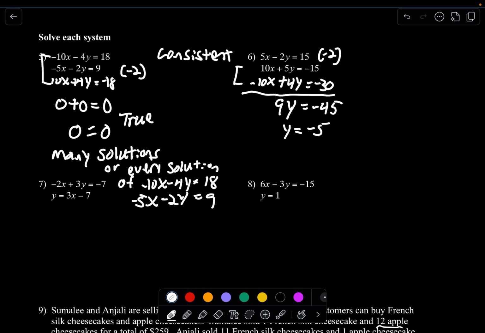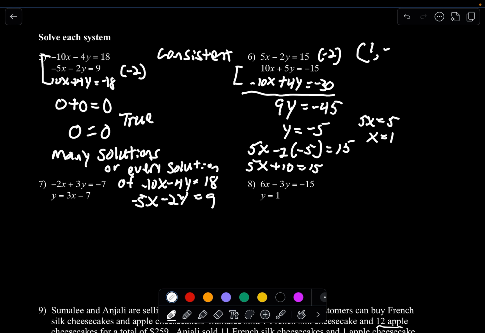So now if we know y equals -5, you can plug it into either the top or the bottom. I'll plug it into the top. 5x minus 2 times -5 equals 15. 5x plus 10 equals 15. Subtract 10, 5x equals 5. And x equals 1. So your solution is 1 comma -5. I want you to write your solution as ordered pairs.